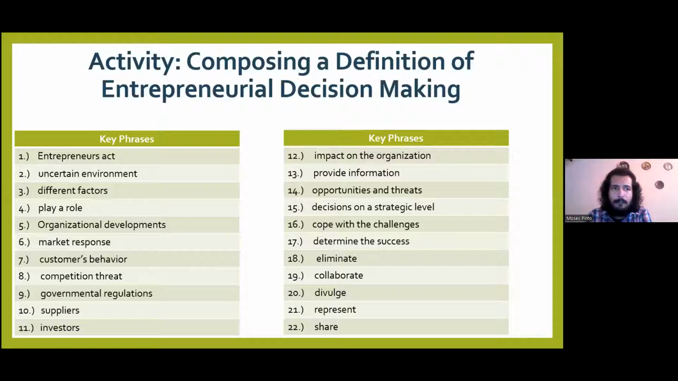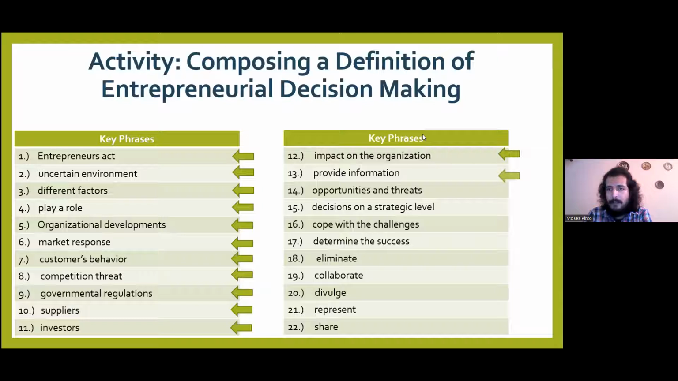So, entrepreneurs act, relevant; uncertain environment also. Of course, there are different factors to this, and these different factors would play a role. You have organizational development, market response being important here, customers' behavior being an important factor, competition threat, that is the threat from the competition, also being an important factor, governmental regulations also being important, suppliers, and investors, you need investors for generating venture capital. Then you have impact on the organization. What is this? Let's look at it further in detail in the definition. Provision of information. Let's look into that as well.